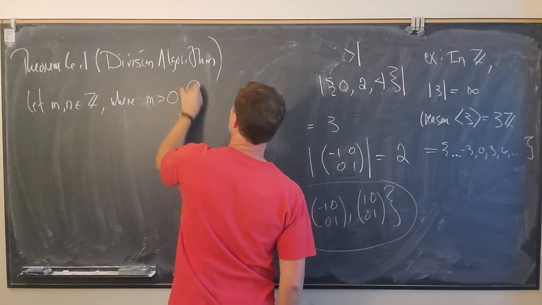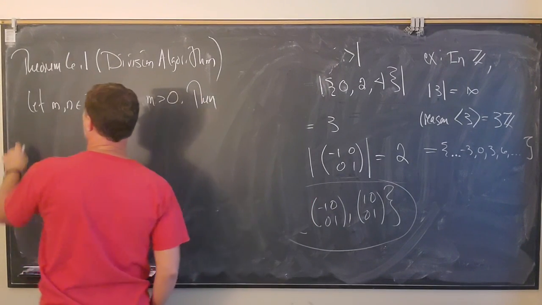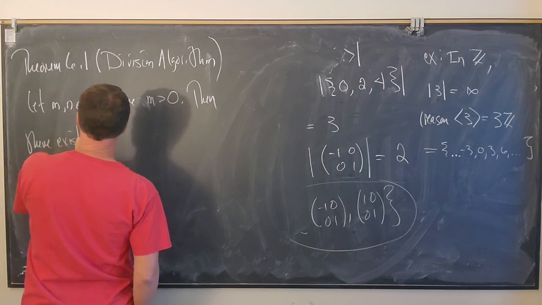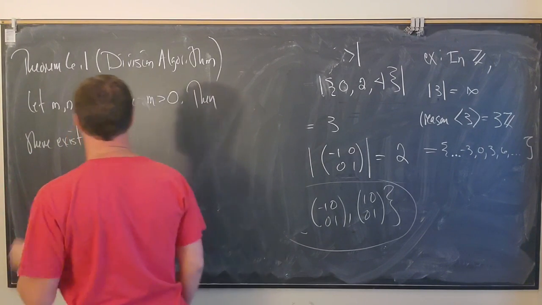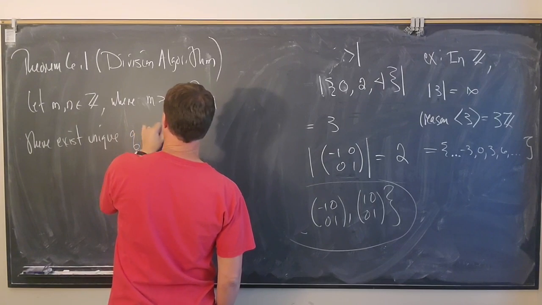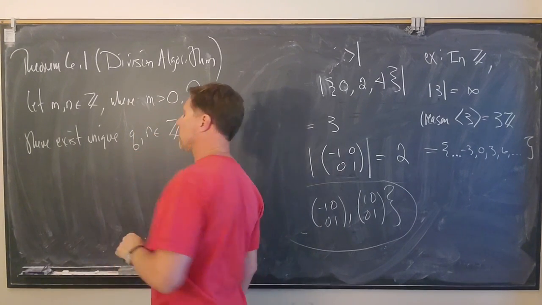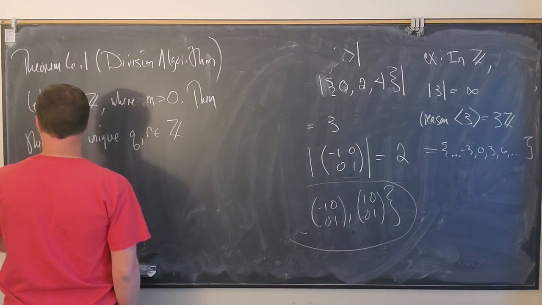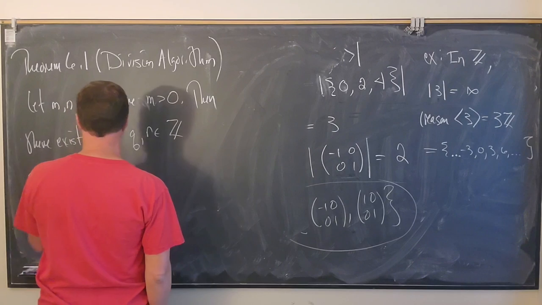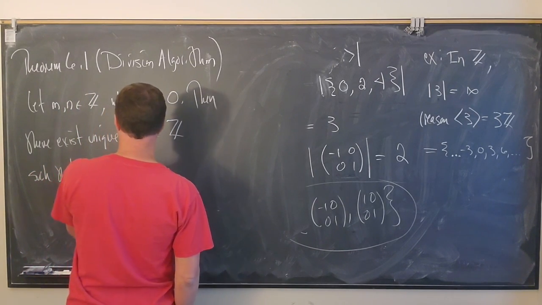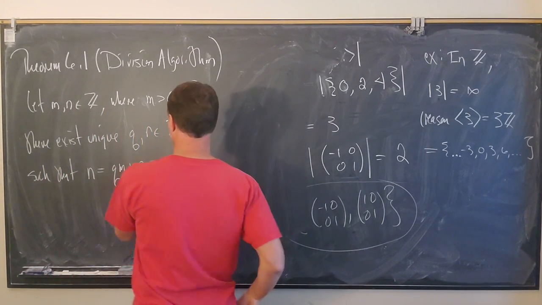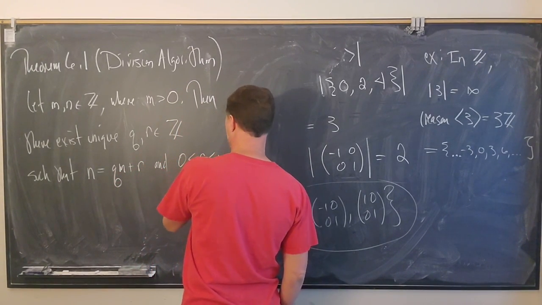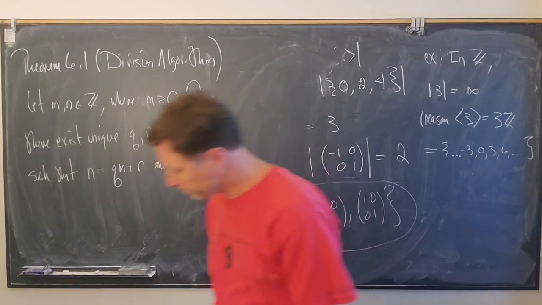Then there exist unique integers, which I'm going to call q and r, such that n is equal to qm plus r, and 0 less than or equal to r strictly less than m.